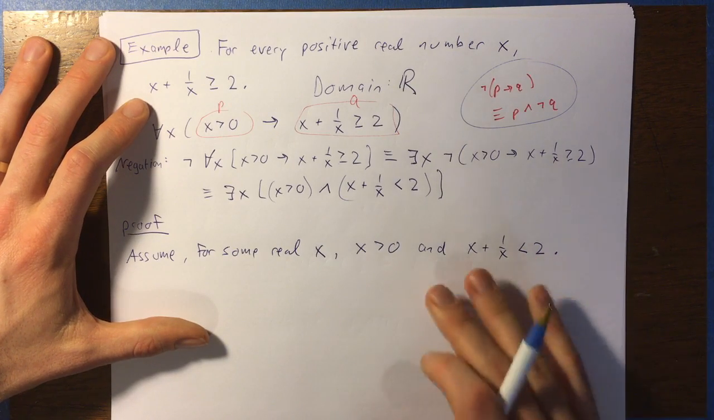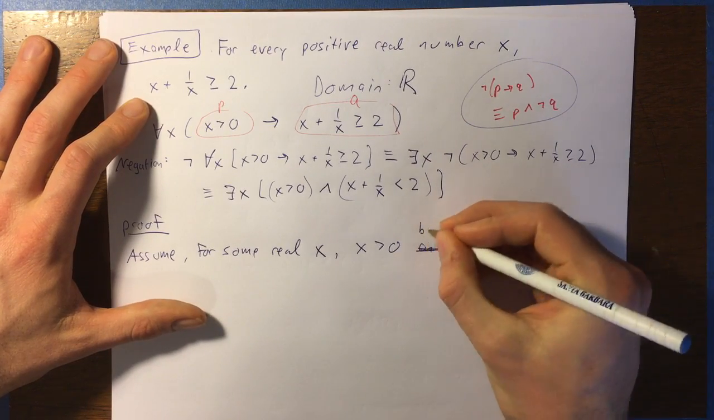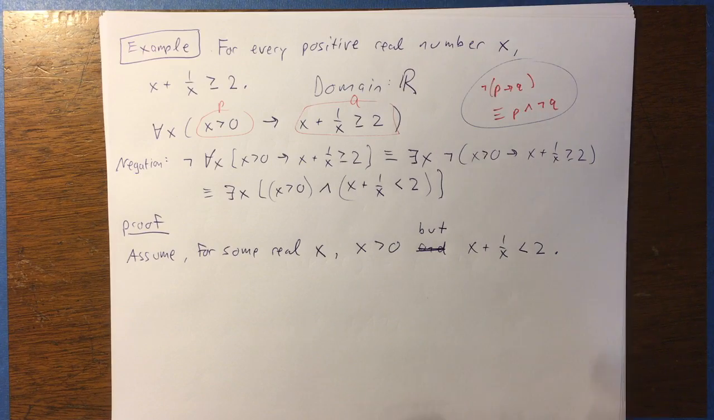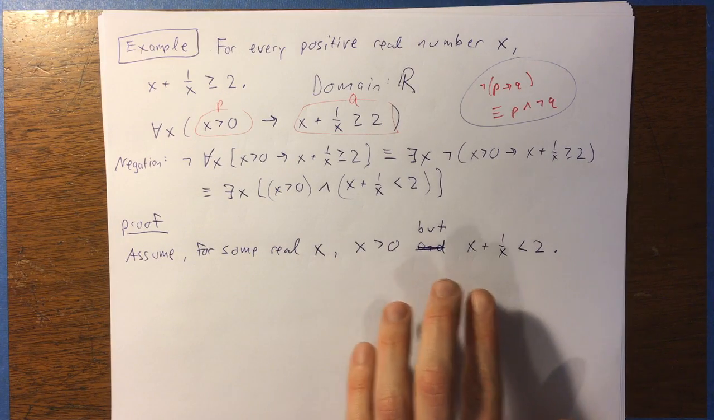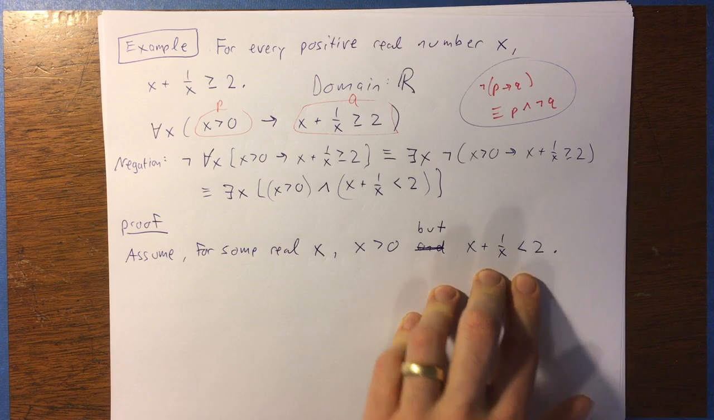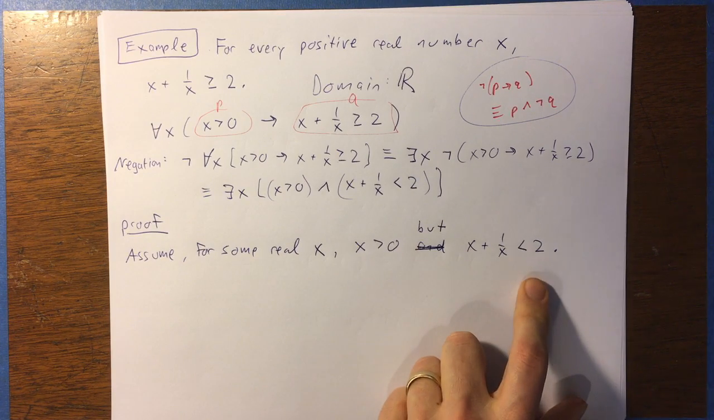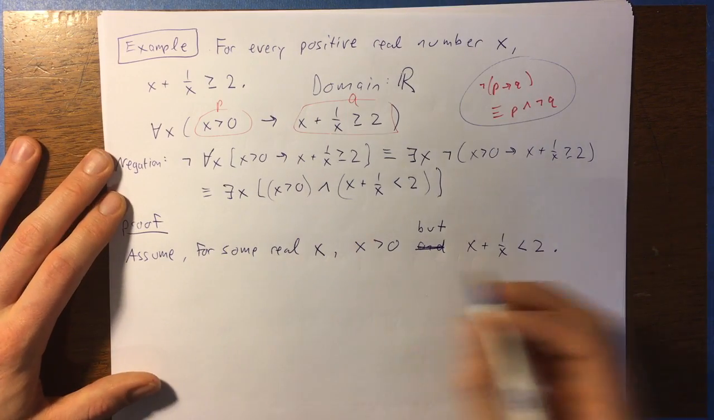x is positive, but, I mean, you might actually like to replace this with a but, because it really emphasizes the negation aspect of it. It's like, assume you've got a real number that's positive, but it doesn't satisfy the thing. Instead, it satisfies the opposite of the thing you're trying to prove. x plus 1 over x is less than 2. All right, so now let's see what happens if that were to be the case.